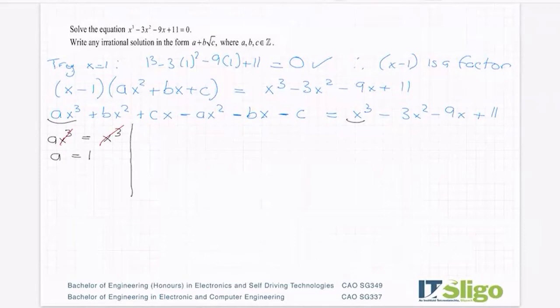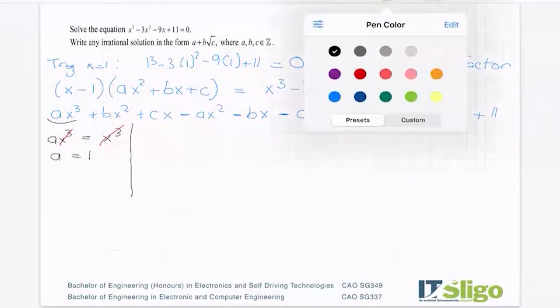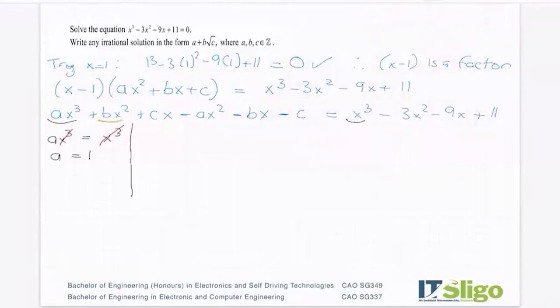Okay, now I'm going after the squares. So bx squared minus ax squared must be equal to -3x squared. Cancel out all the x squares. So b minus a is equal to -3. I know from here that a is equal to 1. So b minus 1 is equal to -3. Bring over the -1. b is equal to -3 plus 1. b is equal to -2. Okay, that wasn't too bad.